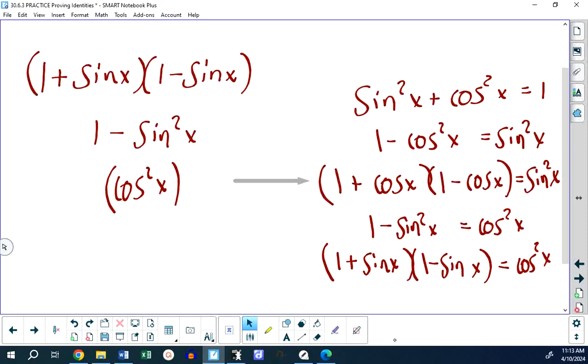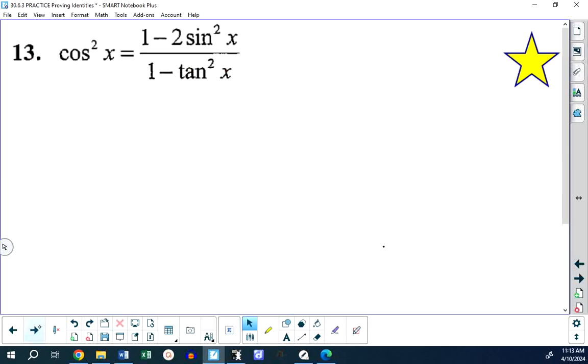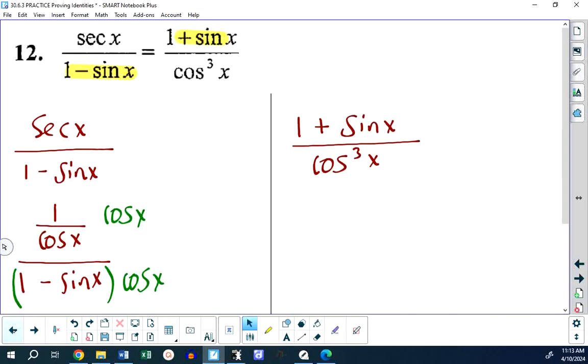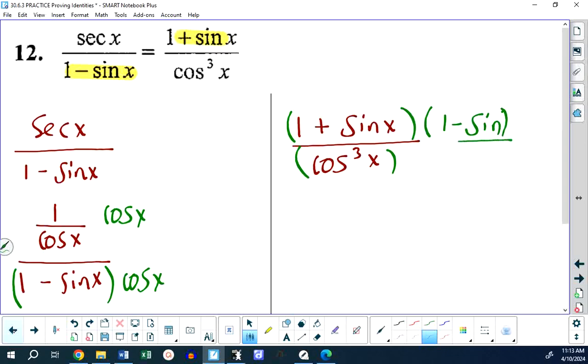And then what we did in terms of sine and cosine here, we can do in terms of cosine and sine here. So, what I'm going to do is use this final piece of information to make the decision to multiply top and bottom by 1 minus sine of x.